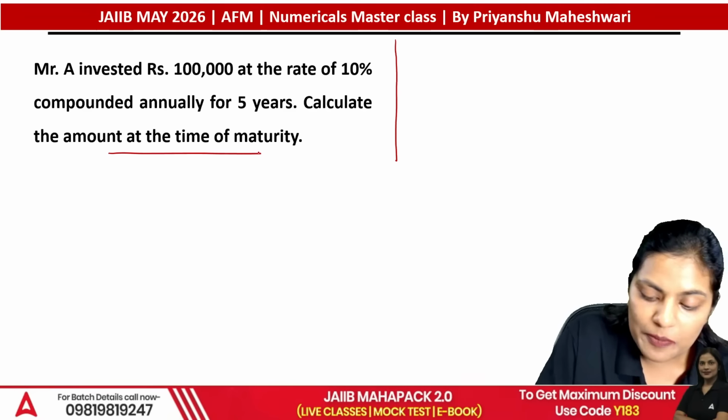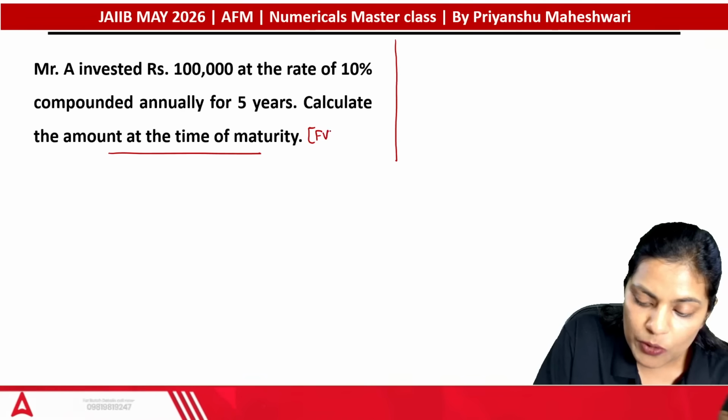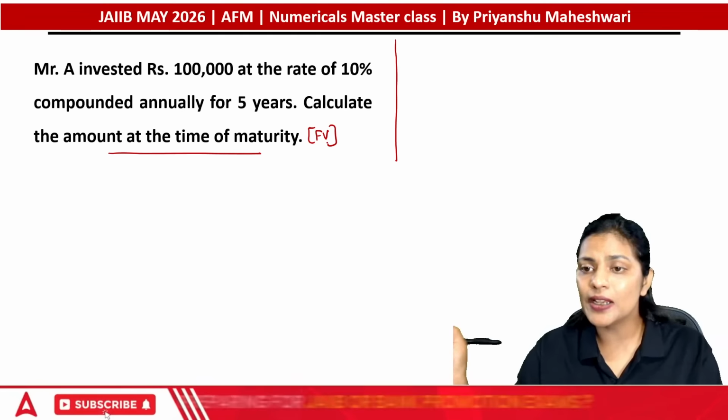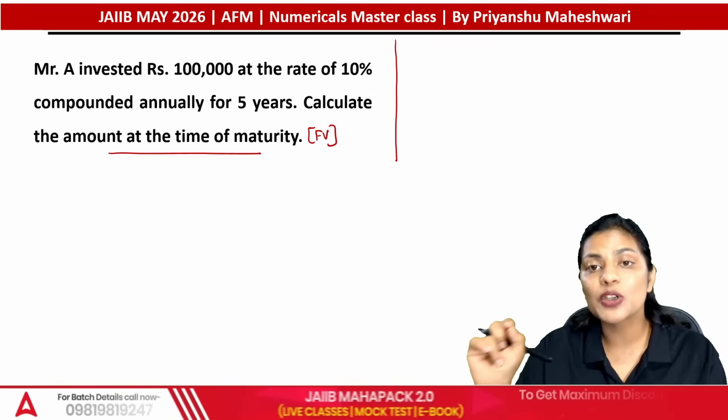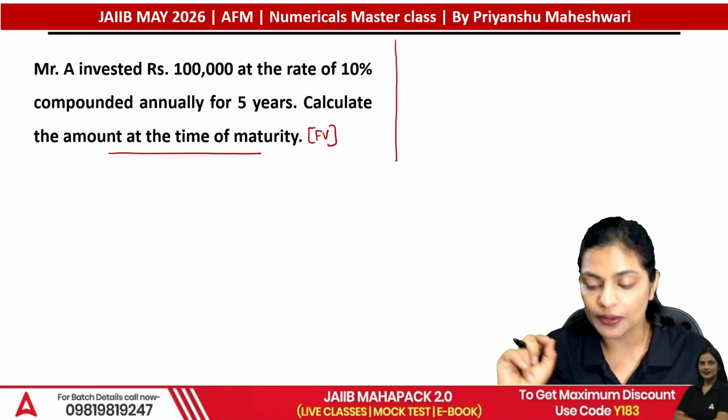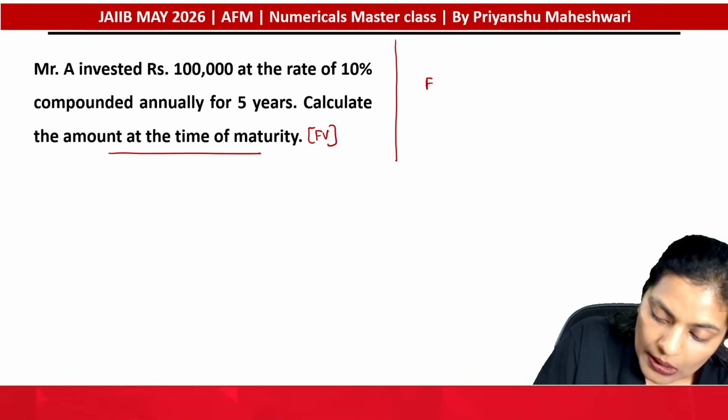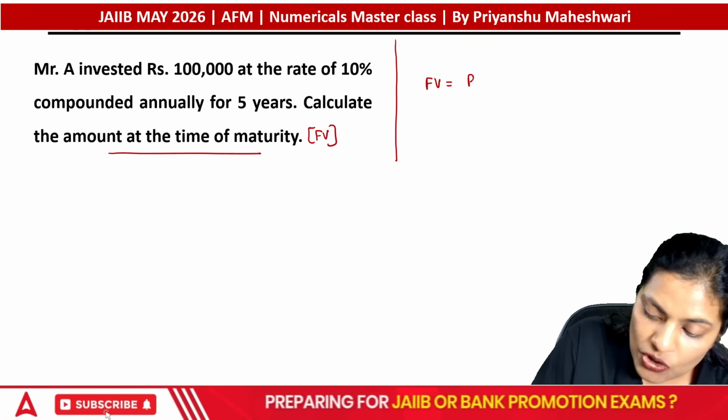Now, at the time of maturity means they are asking us to calculate future value. Do you see words like at the end of every year or at the beginning of every year? You don't see such words. Why? Because it is not an annuity question. It's a one-time thing. So, future value. It's a simple question of future value.